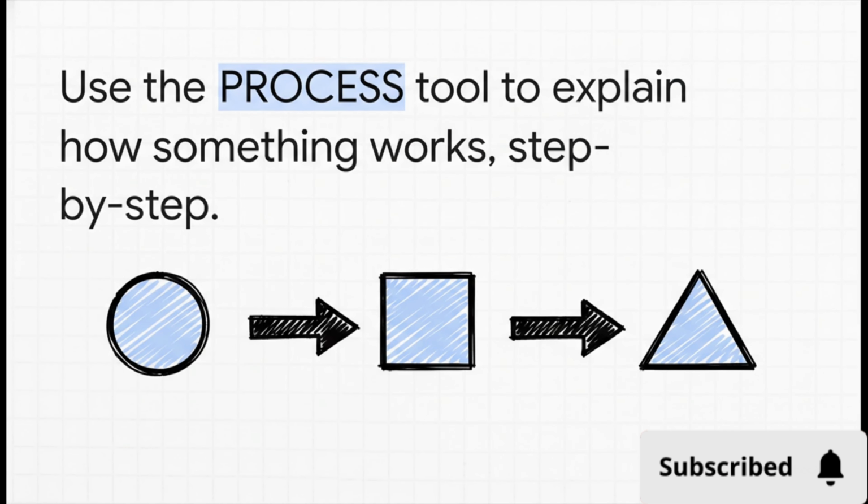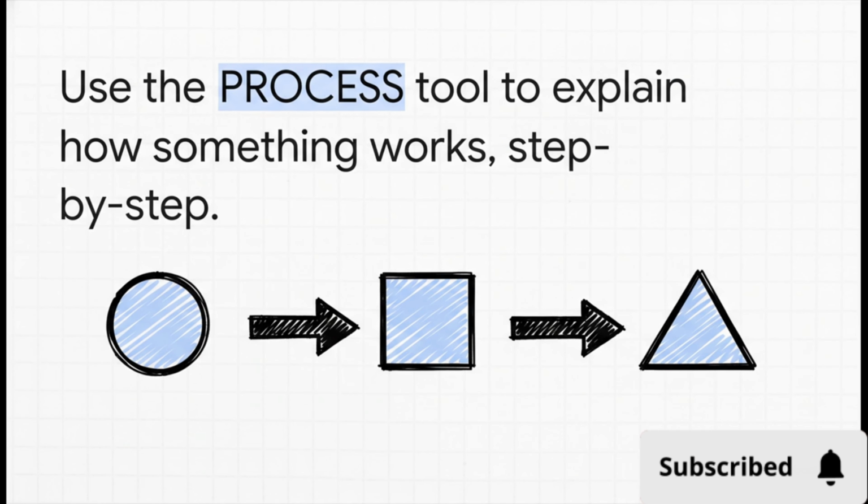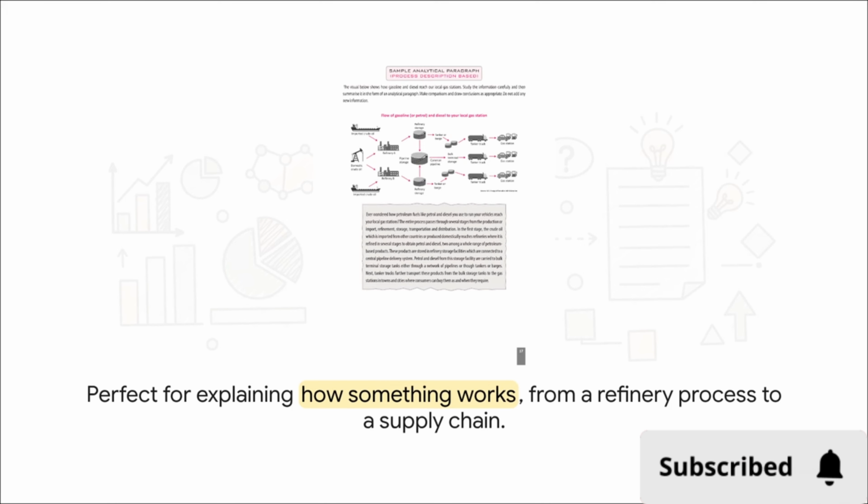But hey, data isn't always just static numbers on a page. What if you need to explain how something works, step by step? For that, you'll need the Process Description tool. This tool is perfect for taking a complex flowchart, like this one showing how fuel gets to a gas station, and just breaking it down into a clear, logical sequence. It's all about explaining the how.